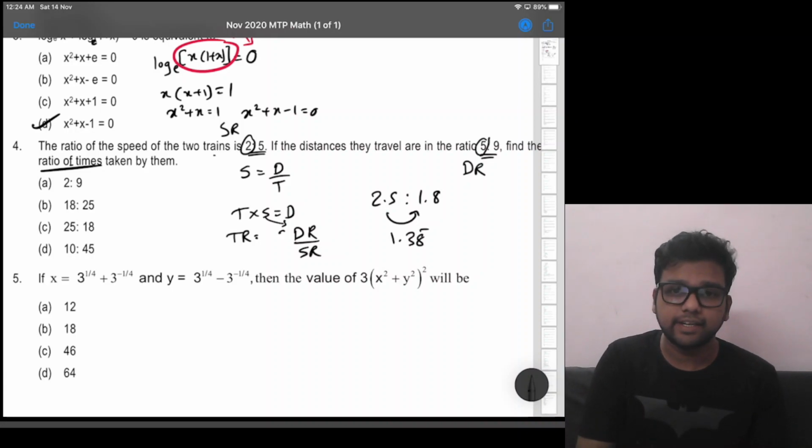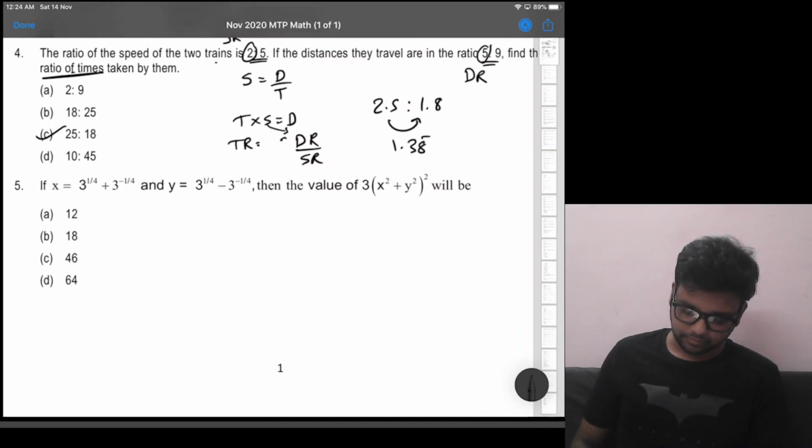So in the options, check which one gives us 1.38 recurring. 2 by 9, obviously that is not going to give us. 18 by 25 also not. 25 by 18, if you check, that gives us 1.38 recurring, right? So C is the correct answer.